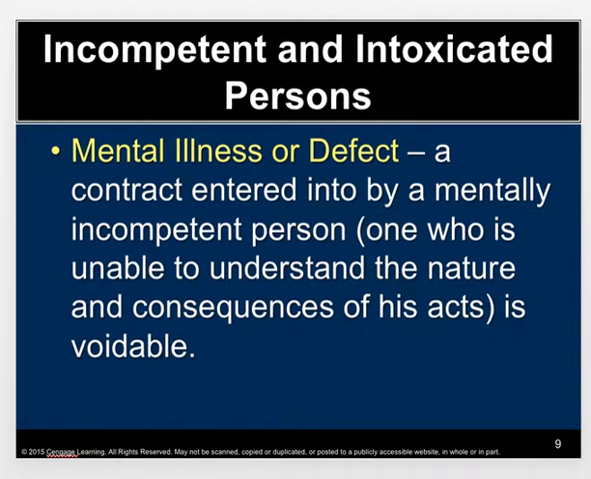The next one is mental illness or defect. A contract entered into by a mentally incompetent person, one who's unable to understand the nature and consequences of his acts, is voidable. So there's a difference between this and the person under guardianship, right? Under guardianship, the contract is void, meaning you never had a contract.